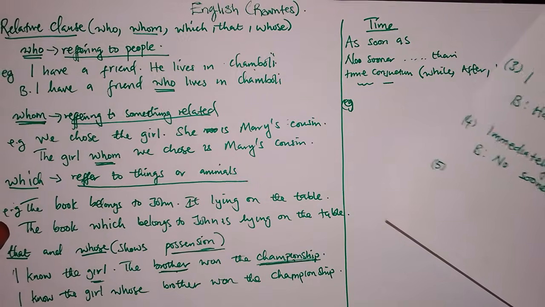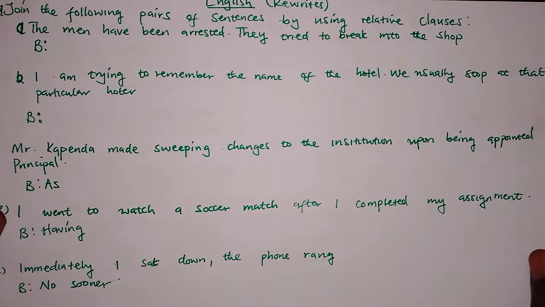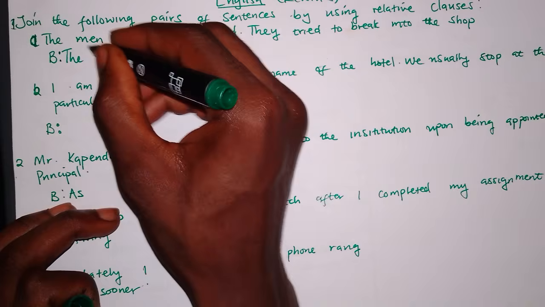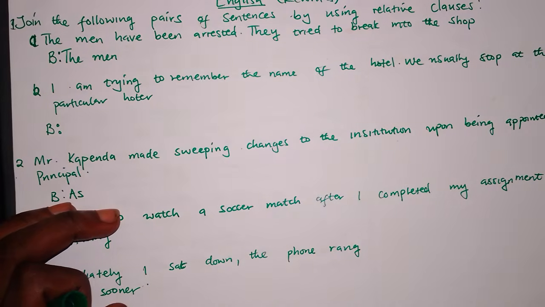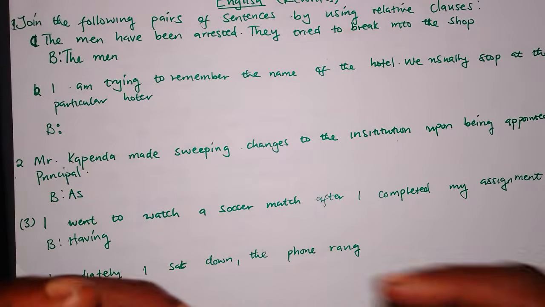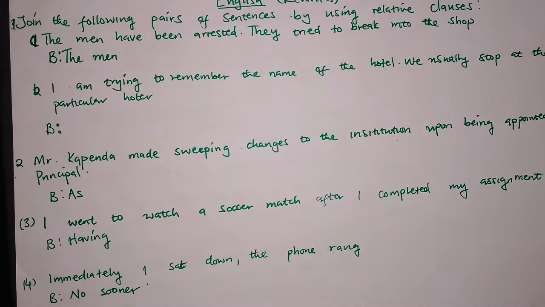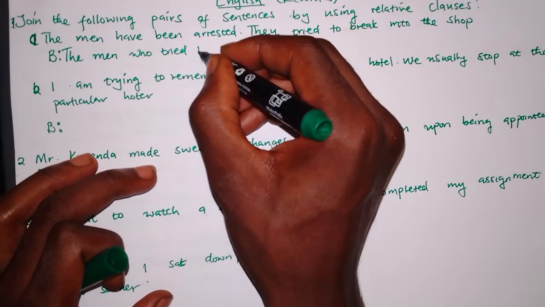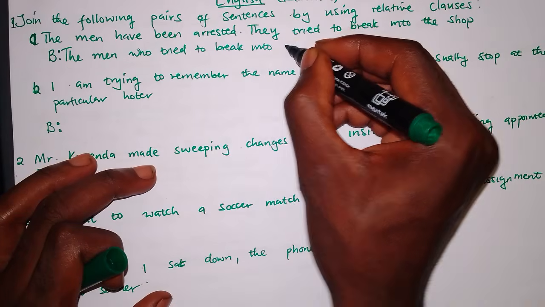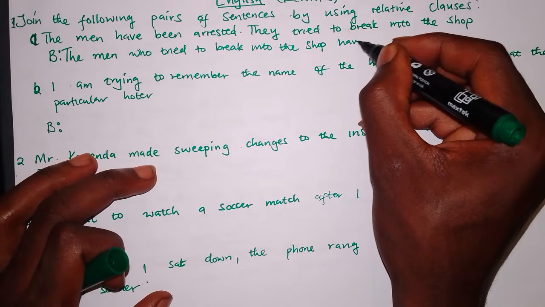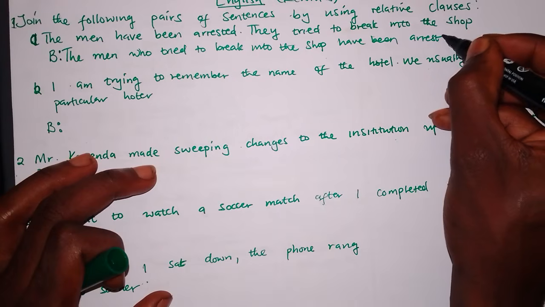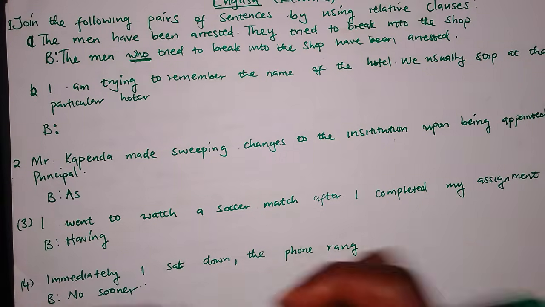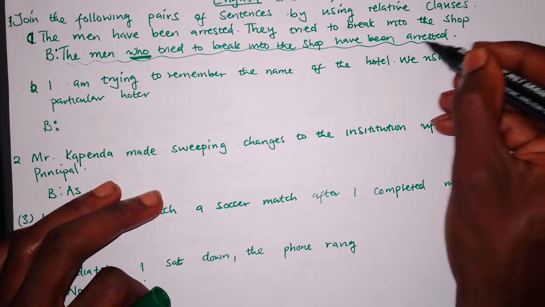Or what can you say? The correct answer is, the men. What were the men doing? After you have written the men, the next thing you're supposed to do is say what they were doing, and the result of what they were doing. So you can say the men who tried to break into the shop have been arrested. Meaning we have used our relative clause who. This is the full answer which you can get marks for.